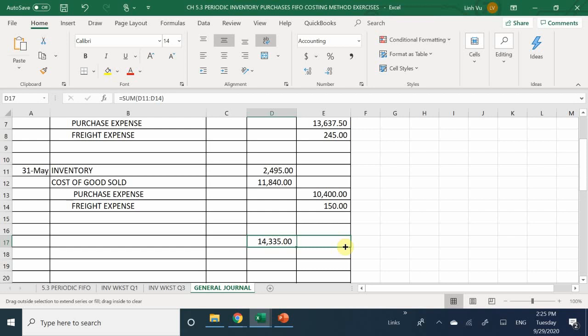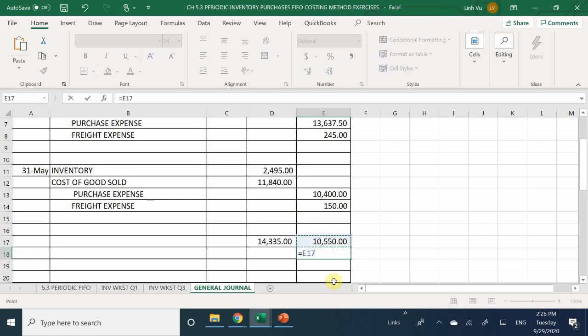I'm doing my math. I'm confusing myself. So there's 2,495. I'm not coming up with the same amount. What do I do? What's the difference between them? $3,785.